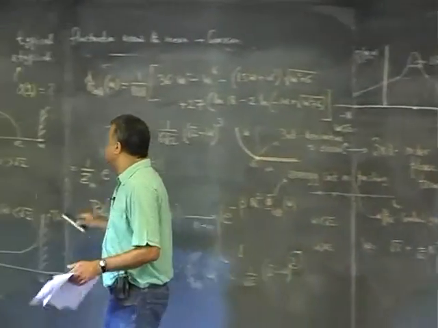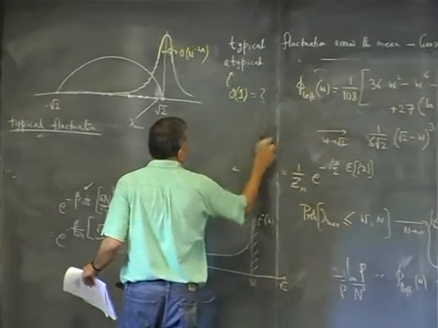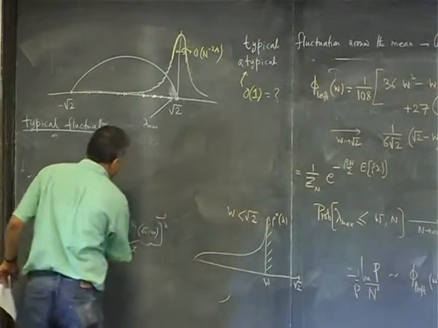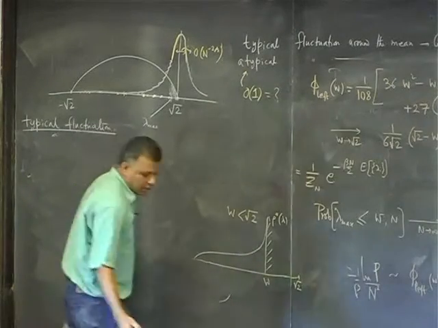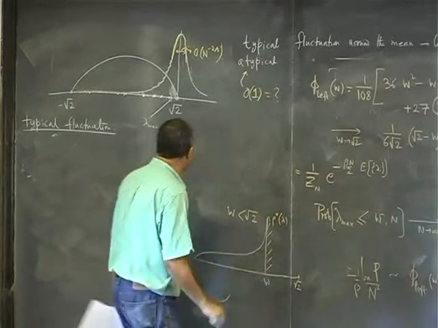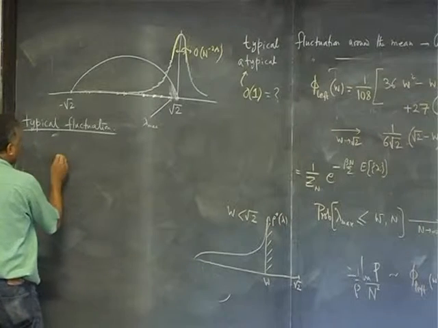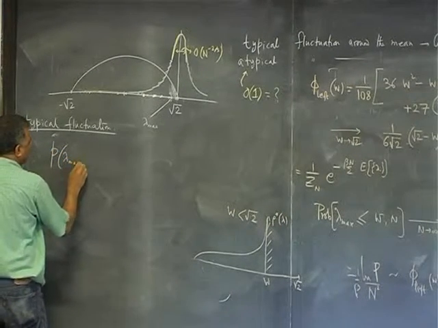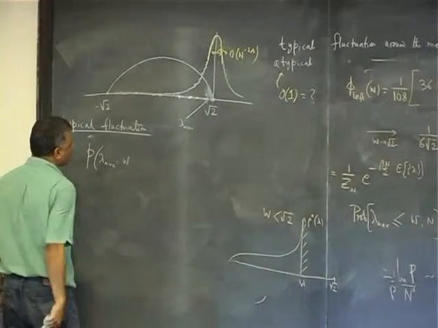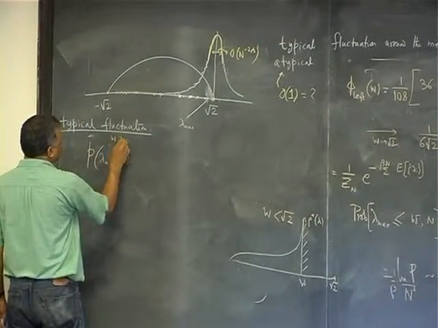So for that you have to use a different strategy. And I don't have too much time to really talk about that. But basically, the main idea is the following. Instead of looking at the cumulative distribution, look at the PDF. So you ask what's the probability that lambda max equals W, where W is bigger than root 2.